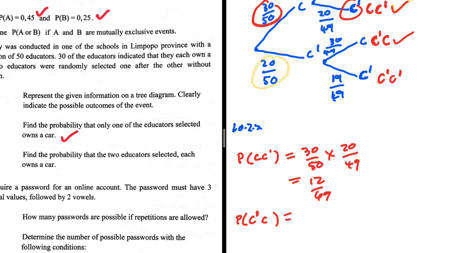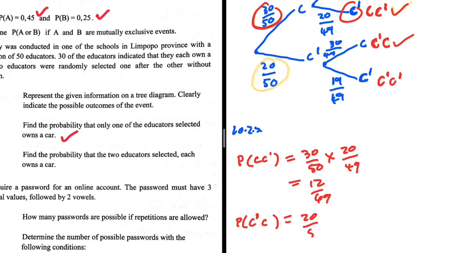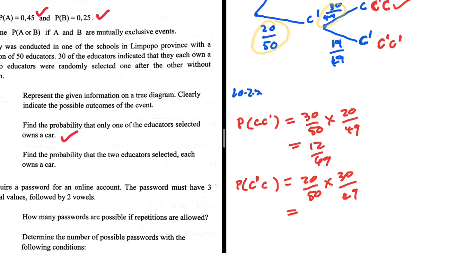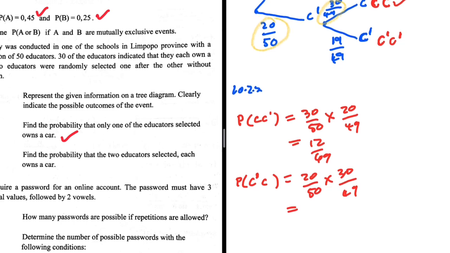The probability that the first teacher does not have a car is 20 over 50 multiplied by the probability of the second teacher having a car, which is 30 over 49. Okay, I think we should end up with the same thing here because on the numerator we have 30, 20. On the denominator, we have 50 and 49, which are also multiplying each other. So we're going to have 12 over 49 here.